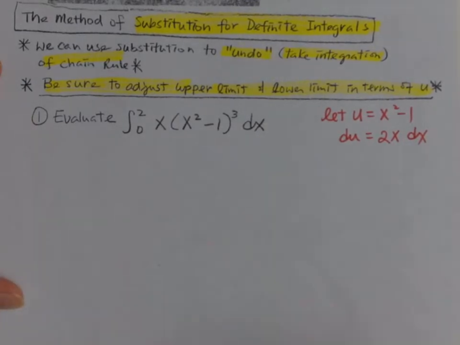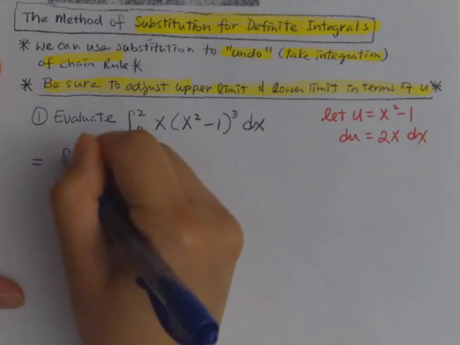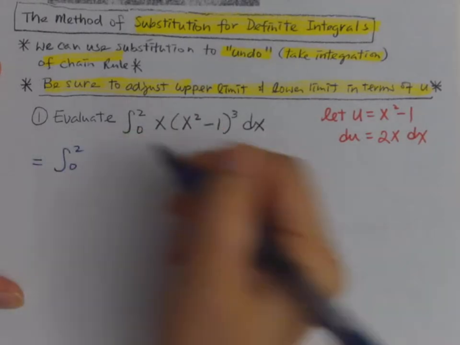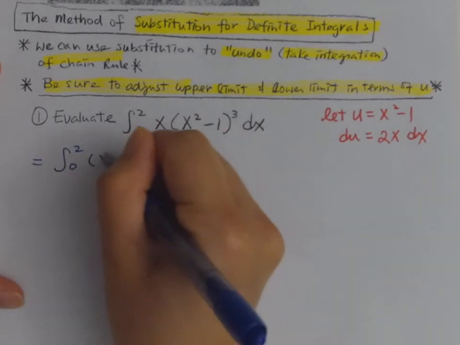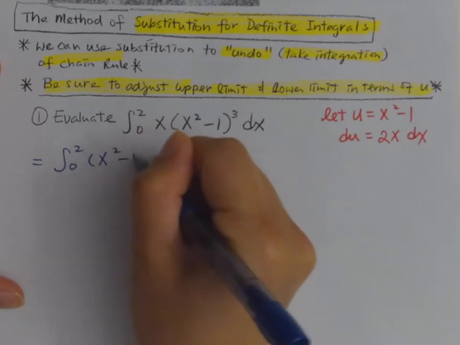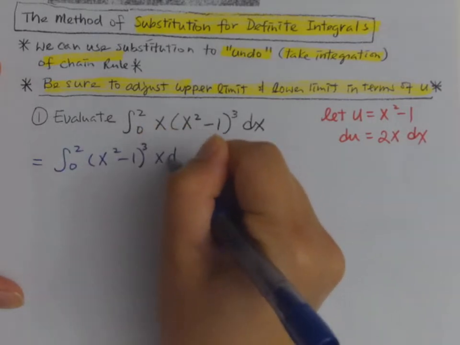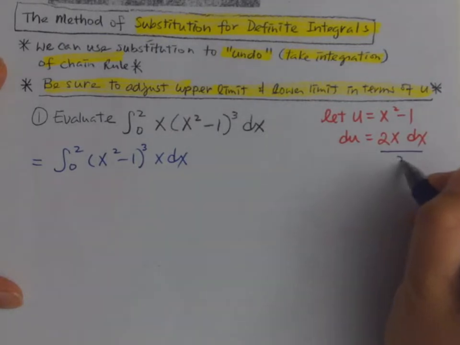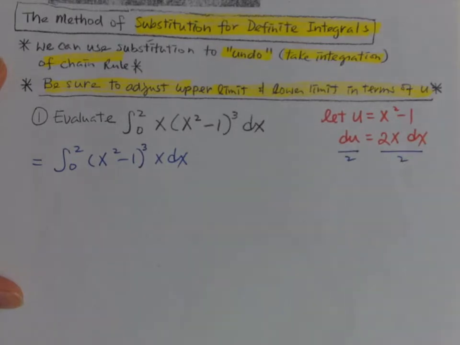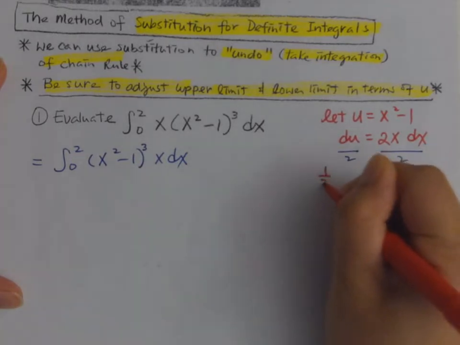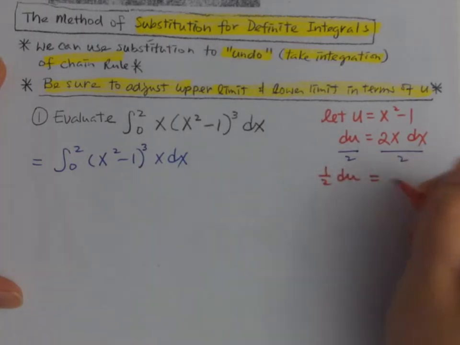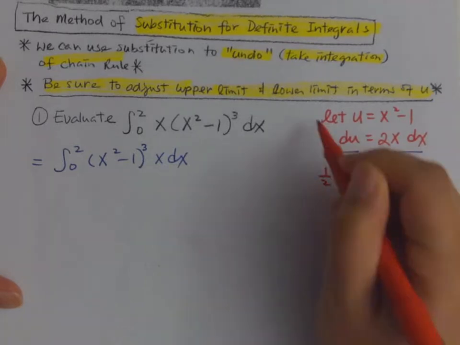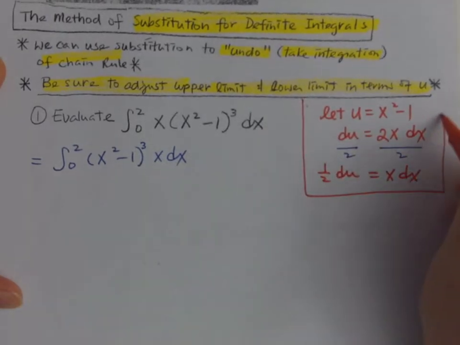So let me rewrite this real quick. I'm taking the integral from 0 to 2 of x squared minus 1 cubed times x dx, right? And instead of that, I have 2x dx here, so it means I need to divide both sides by 2. So I actually have 1/2 du equal to x dx. So this is the substitution part, right?